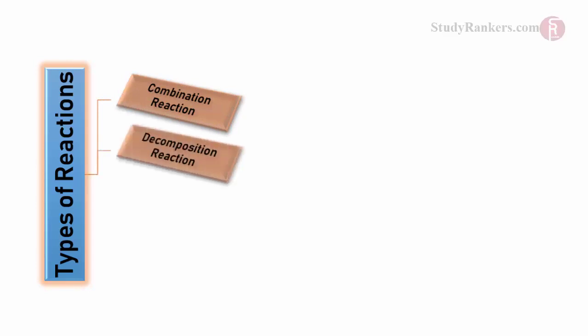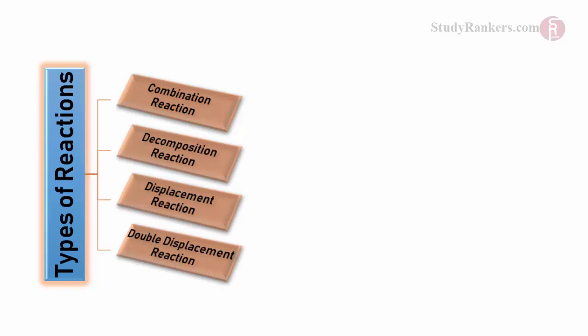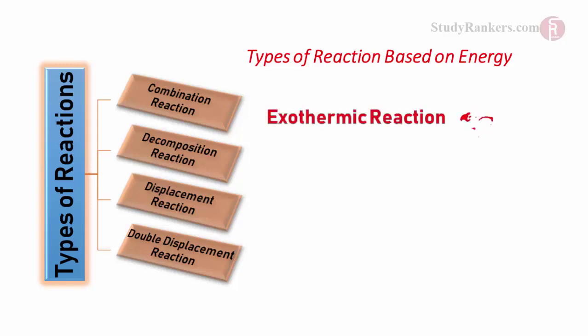Coming to types of reaction, here we have to study 4 types of chemical reaction. They are combination reaction, decomposition reaction, displacement reaction, and double displacement reaction. Also, on the basis of energy, reactions are categorized into 2 types, exothermic and endothermic reaction. Let's discuss all of them.